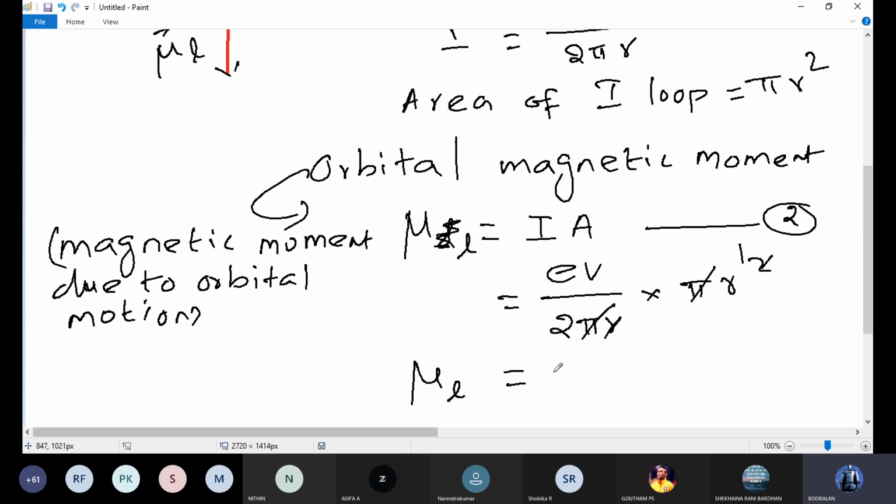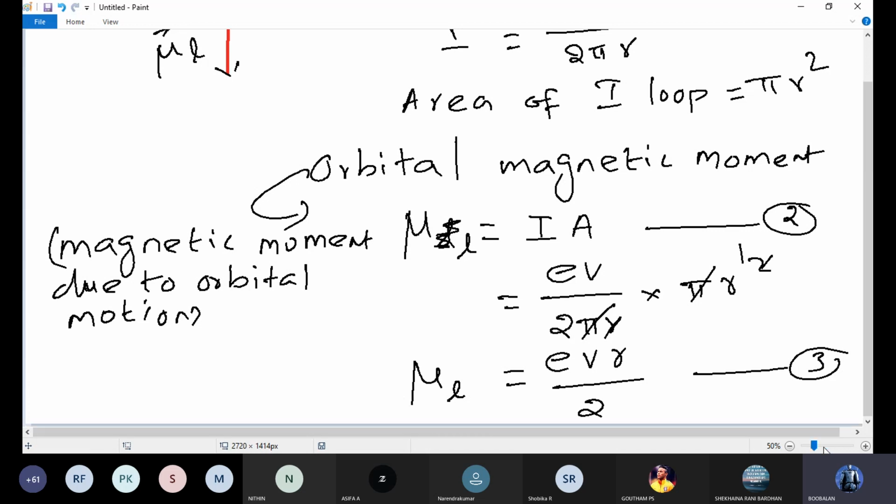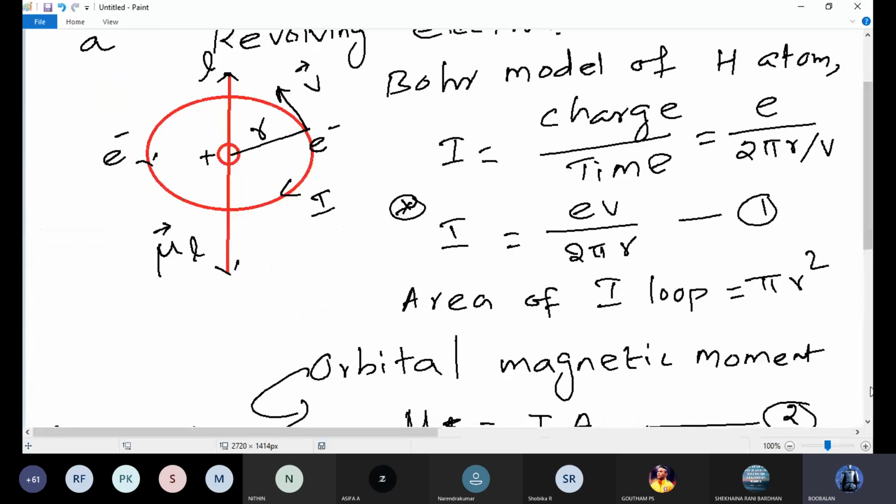So you will get e v r divided by 2. This is equation number 3. Up to that, please take a note. The remaining things we will discuss.